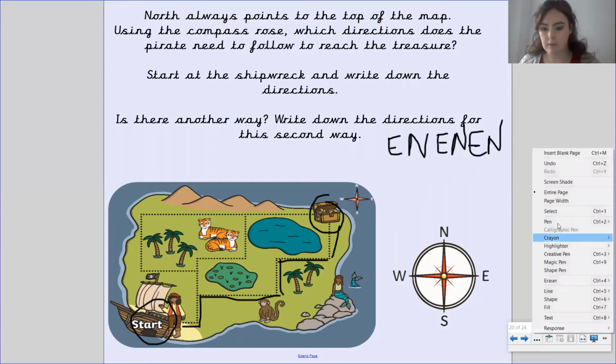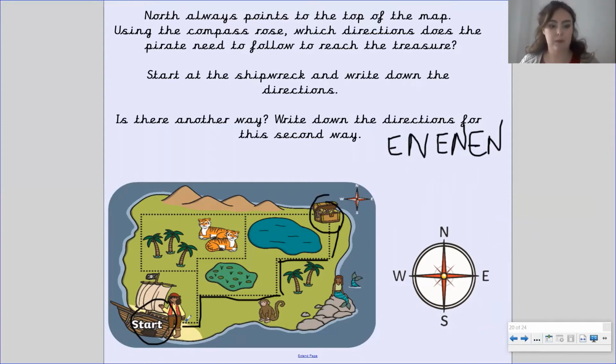And then another way that we could have done would be to go east, north, east again, north, and then east to get us to the treasure map. Now we could have gone around this way here as well, but that would have taken much longer for the pirate to do. So well done if you got these two different ways.